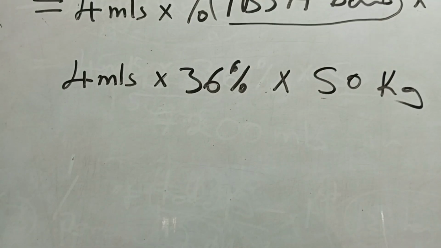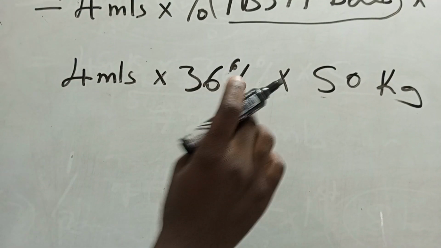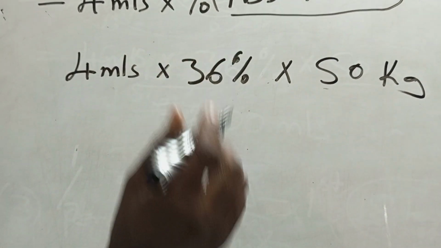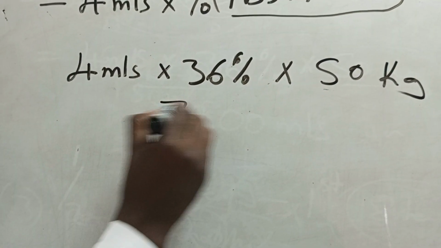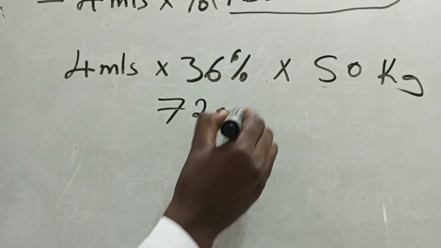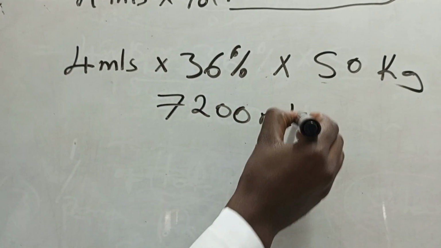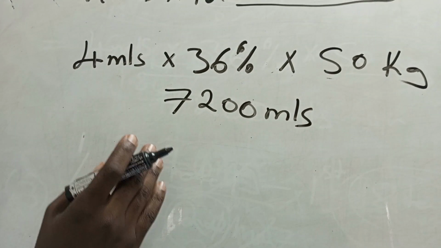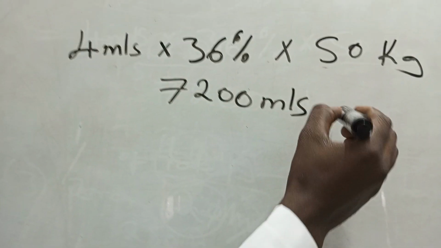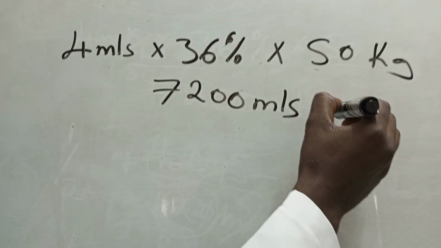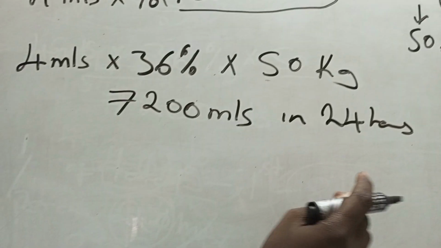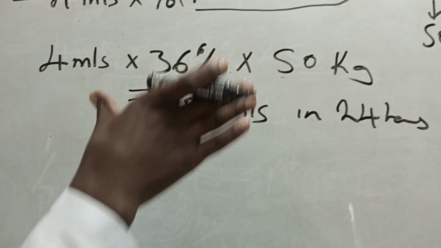Now that we have the information, if we follow simple mathematics here, if you multiply 4 times 36 times 50, you are going to have 7,200 mL. Now, this 7,200 mL is the total fluid the patient should receive in 24 hours. Now you need to distribute.